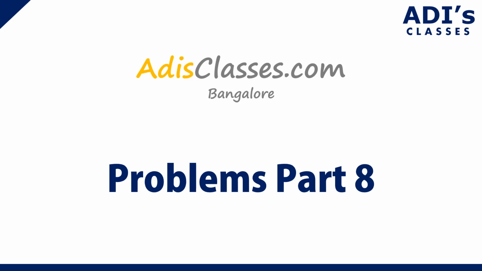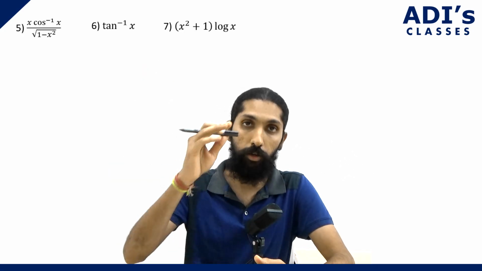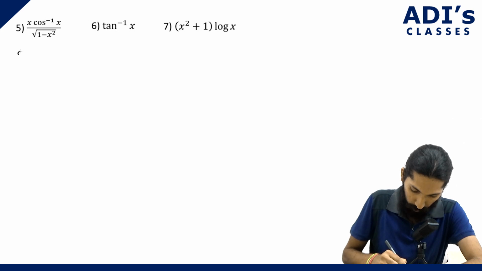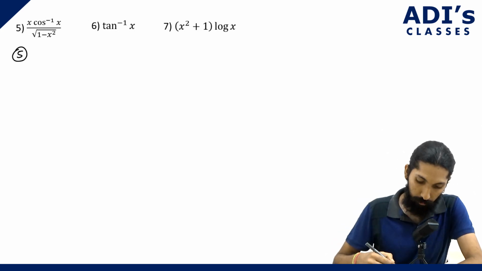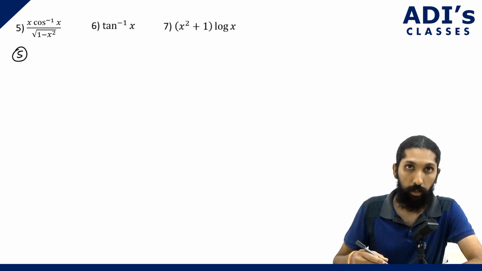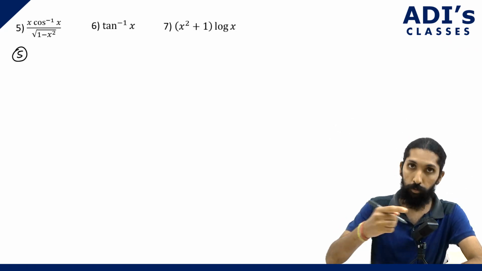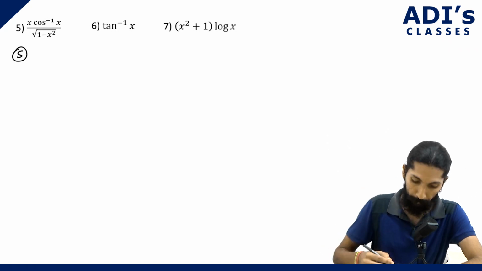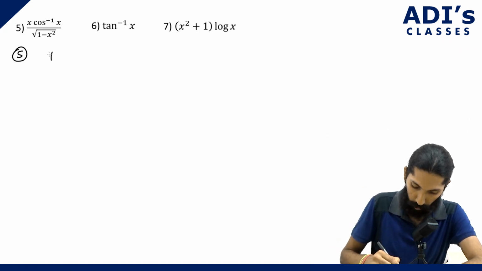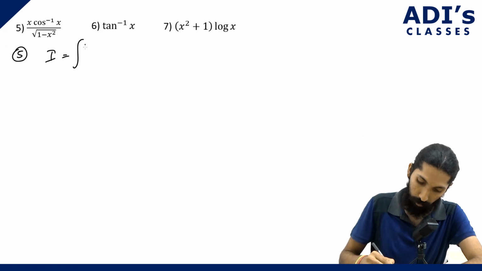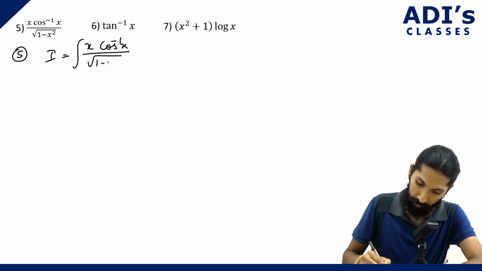This is a continuation of the previous one. All right, look at the fifth one. See here, you have x cos inverse x by root of 1 minus x square. Now, there is a substitution which you need to do first before you go ahead and do it. So, first what we'll do, I is equal to integral of x cos inverse x by this one, right?